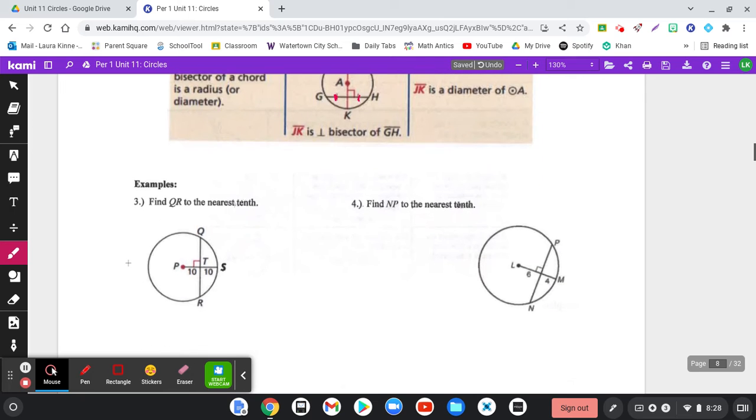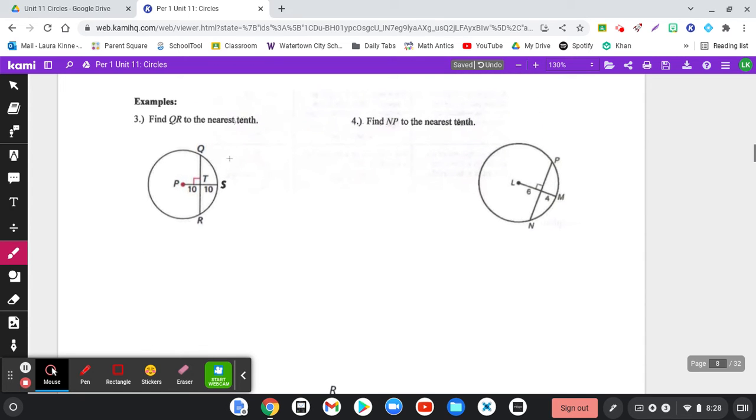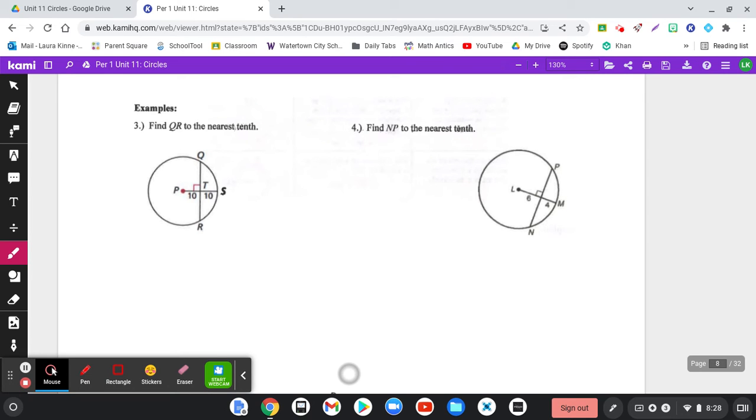So let's look at a couple examples with that. It says find QR to the nearest tenth. All right, well, there's going to be a couple steps here. First, I want to point out from P to S is a radius.